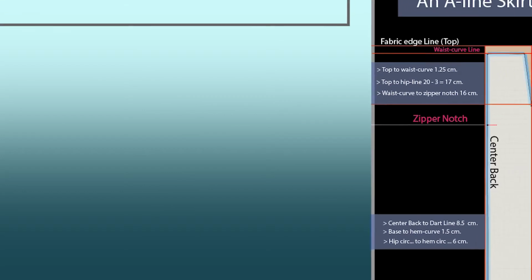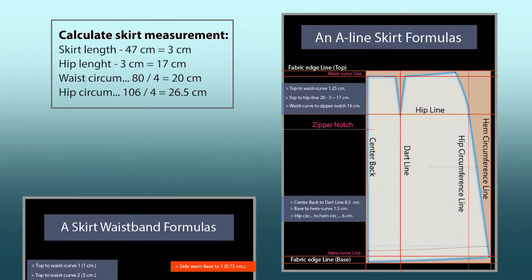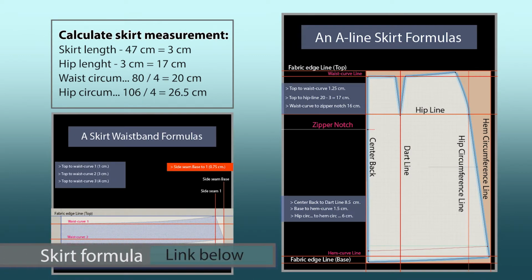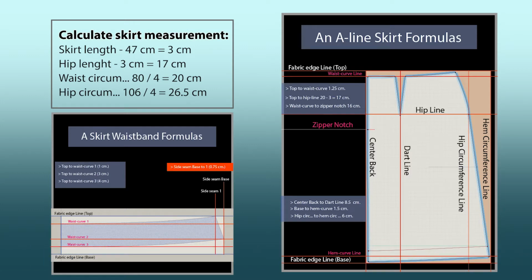After measuring the skirt, next I'm going to show you how to calculate that skirt measurement. To calculate the skirt measurement, I'm going to divide the waist circumference by 4 and the hip circumference by 4. For example, the waist circumference is 80. Divide that by 4, it's equal to 20 cm. The hip circumference is 106 and I divide that by 4, it is equal to 26.5 cm.